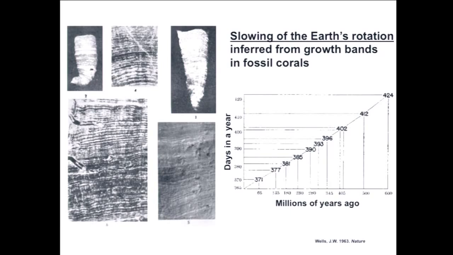So it turns out that corals are a little bit like trees. They have growth rings in them. And so you can go back to corals in the fossil record, back to, say, 400 million years ago, and you can look at the daily growth rings as well as the yearly growth rings and estimate the number of days in the year.